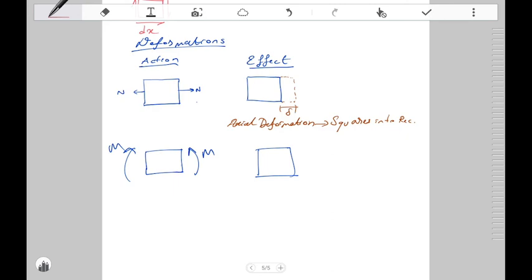Because the moment shortened the top fiber, and we will have tensile components of this moment. It tries to elongate the bottom fiber, and at the end of the day we have flexural deformation that converts squares into trapezoids. Okay?